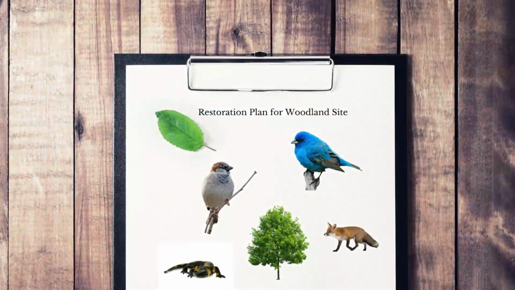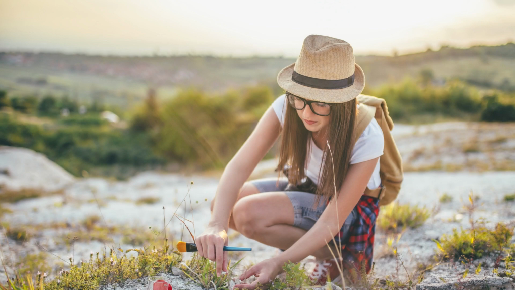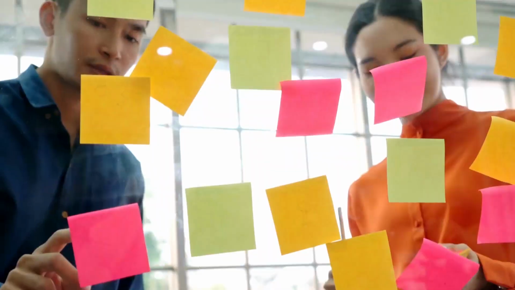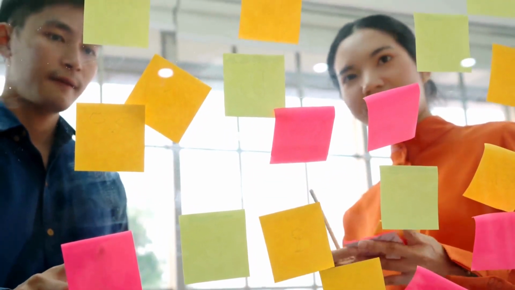You've created a plan for your restoration project. Image of a clipboard with the title Restoration Plan for Woodland Site. There are images of a leaf, 2 birds, a salamander, tree, and a fox. Next is a video of 2 people sitting and talking. Then an image of a girl bending down picking up an object from the ground with one hand and a paintbrush in the other. You've talked with your partners, figured out what data collection protocols to use, and established your data management plan. Now it's time to map out how your team is going to accomplish the work.